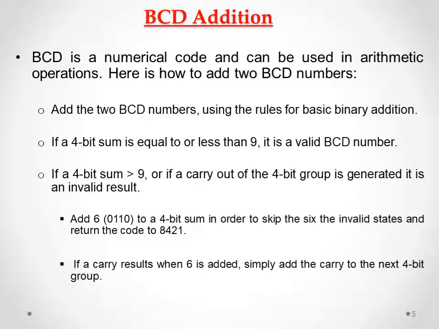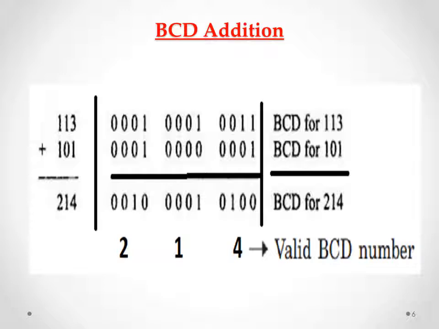In this condition, we have to add 6 to the 4-bit sum in order to skip the 6 invalid states and return the code to 8421. Then if a carry results when 6 is added, simply add the carry to the next 4-bit group. These are the procedures to perform BCD addition. Now let's see the examples.